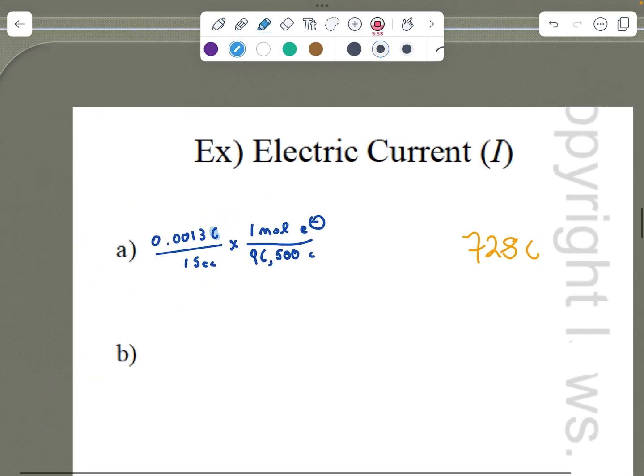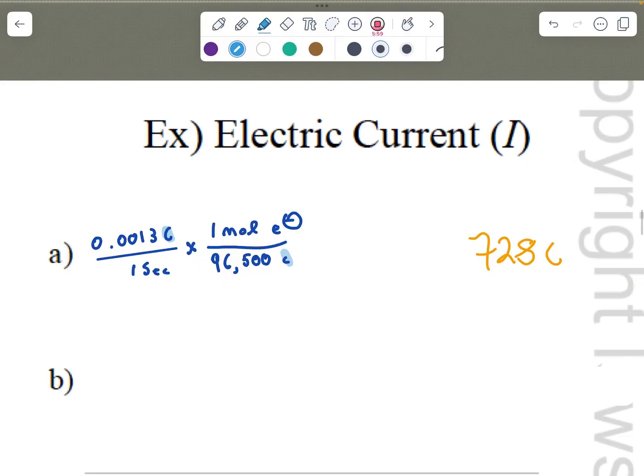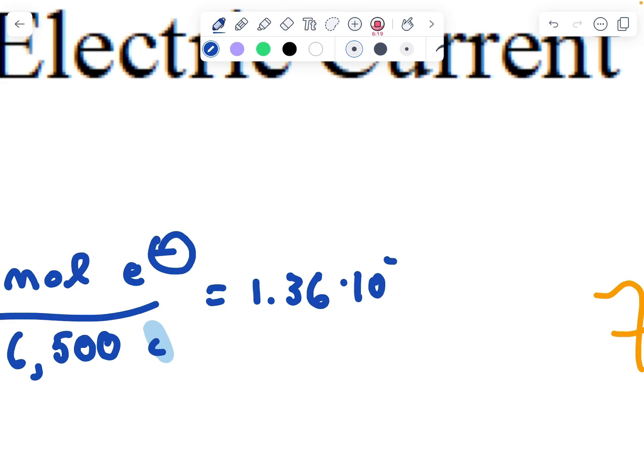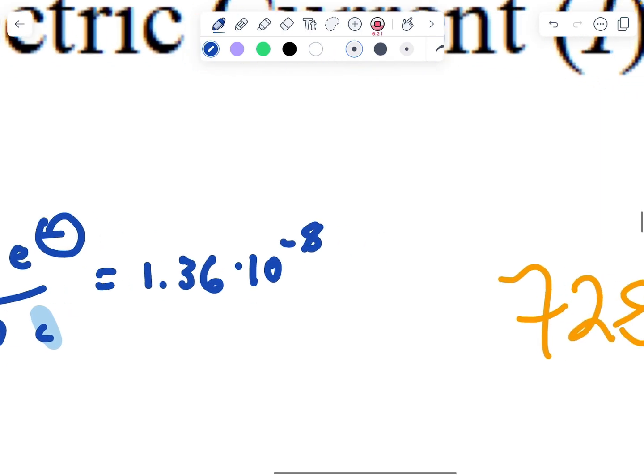And so our coulombs are going to cancel out, and I'm just going to divide by 96,500. And we get a really, really small number, which makes sense because we're talking about electricity. It usually is pretty small, so it's about 1.36 times 10 to the negative 8. And remember, we're in moles of electrons, so we need to include our units.